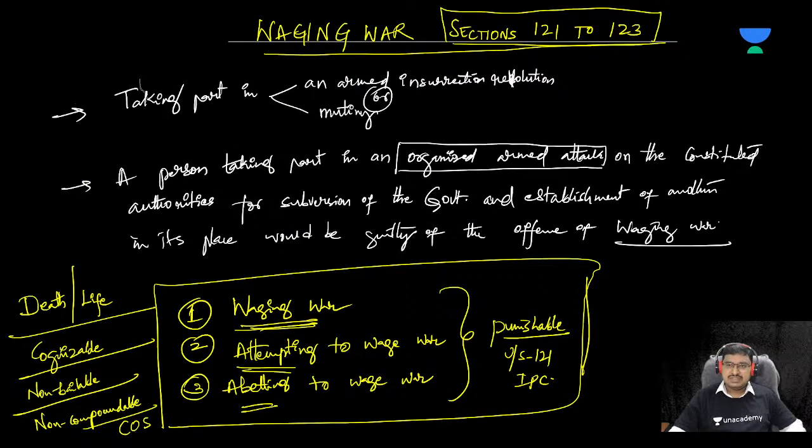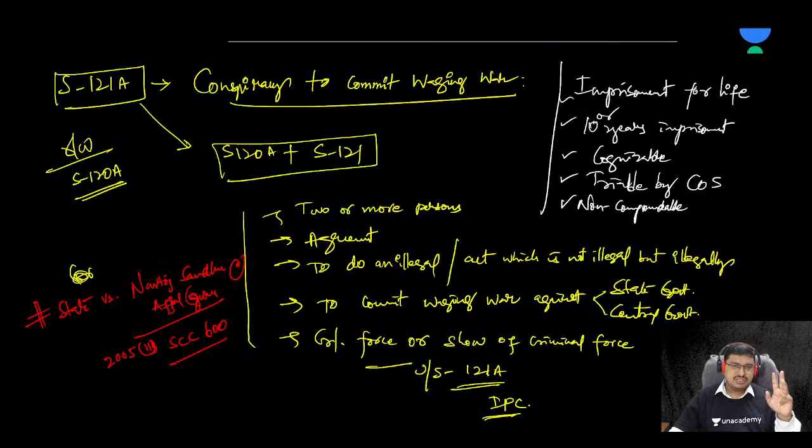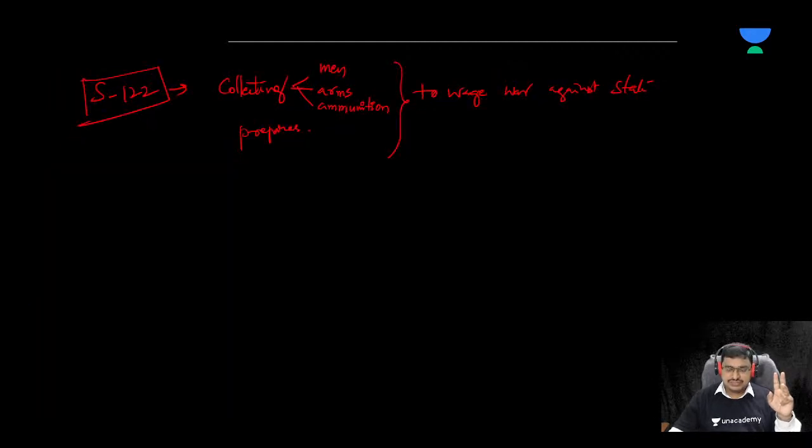Section 120, section 121 speaks about the commission of waging war. It means that it is commission of an offense or accomplishment of an offense. Section 121A, it is attempt. This is preparation. Now see the difference.